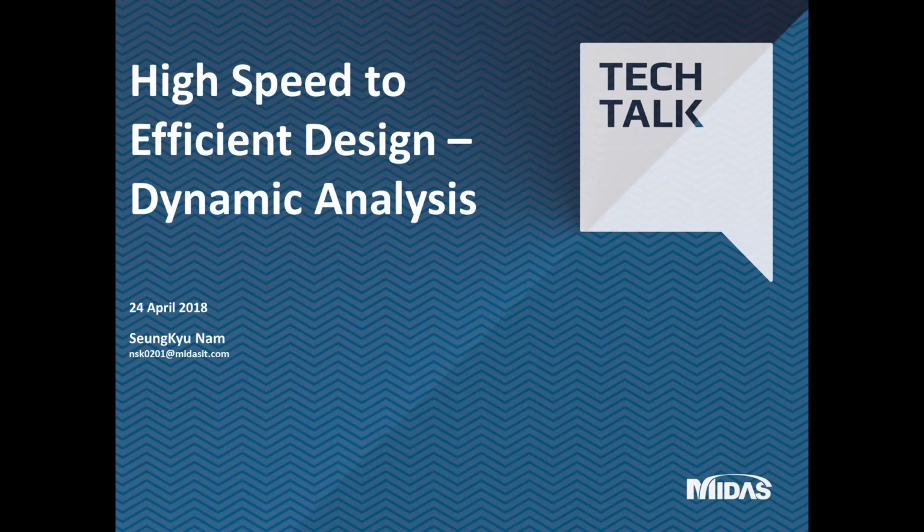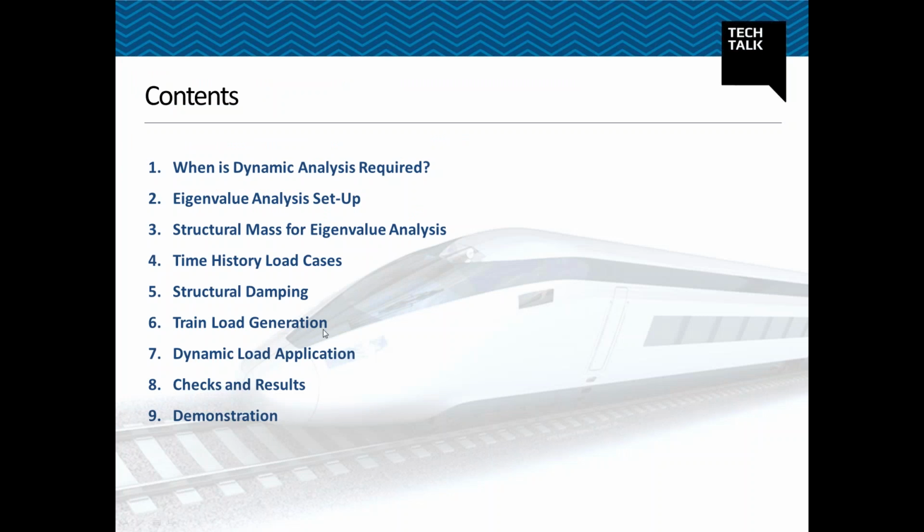So today's webinar topic is high-speed train efficient design using dynamic analysis. I will talk about the basic capabilities of dynamic analysis of high-speed train on bridge structure using Midas Civil. I will show you how this can be done in Midas Civil and also how to check various results to see its effect on the structure. So this is the contents of today's webinar.